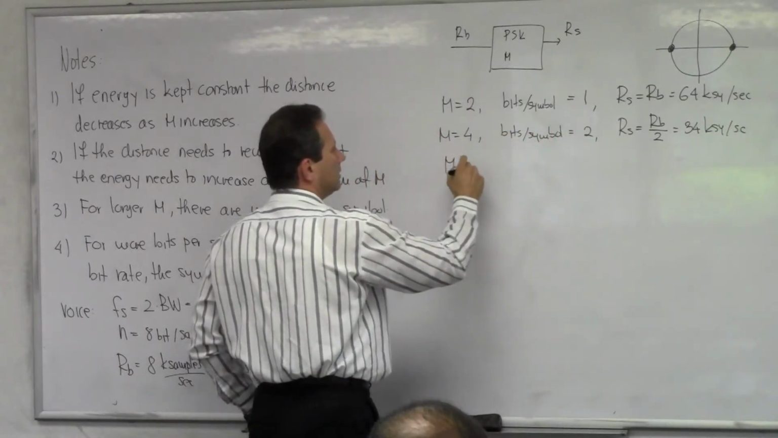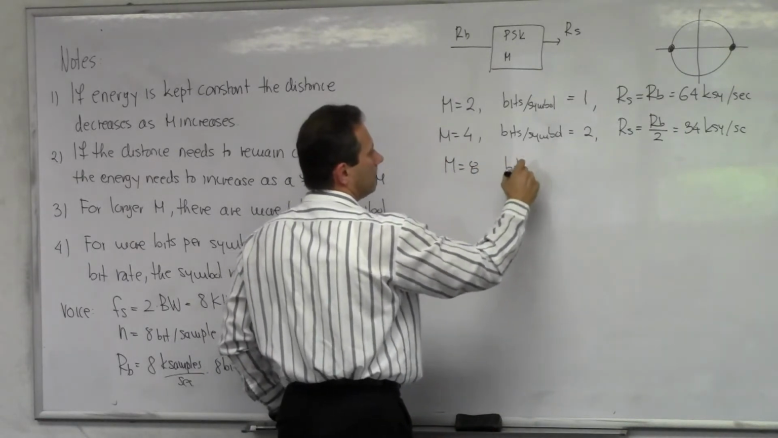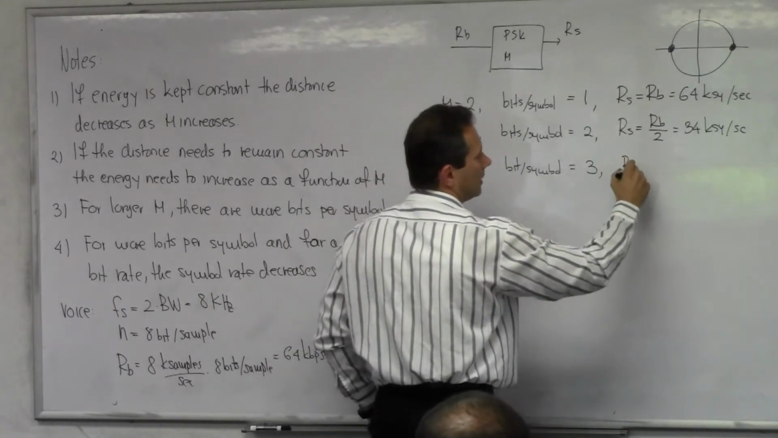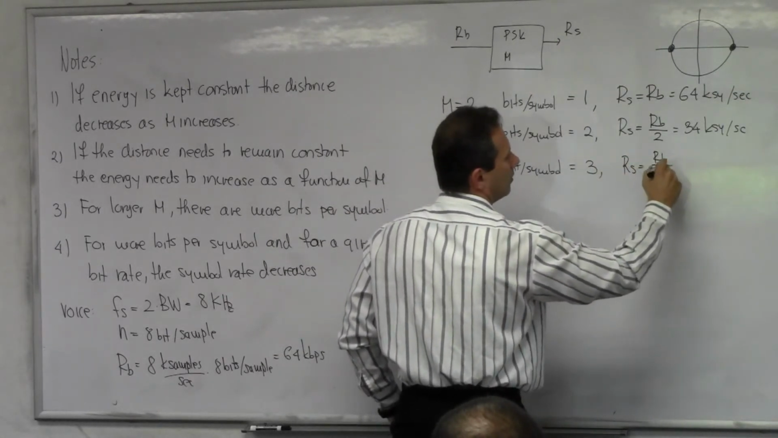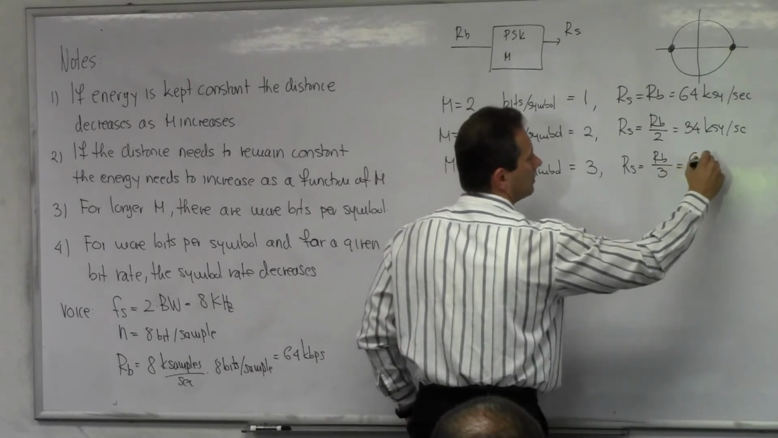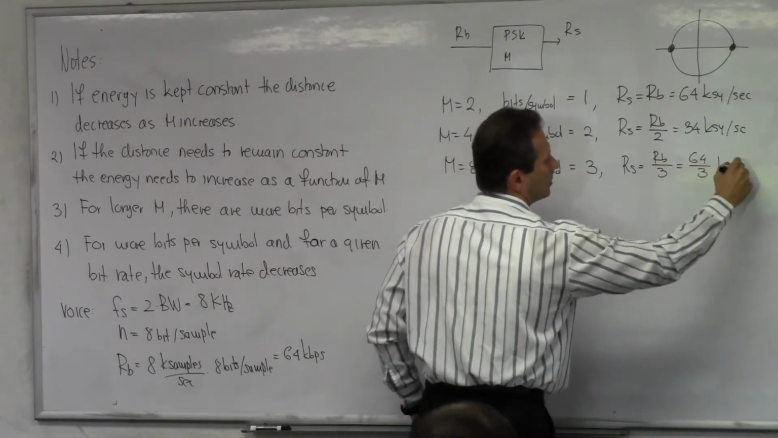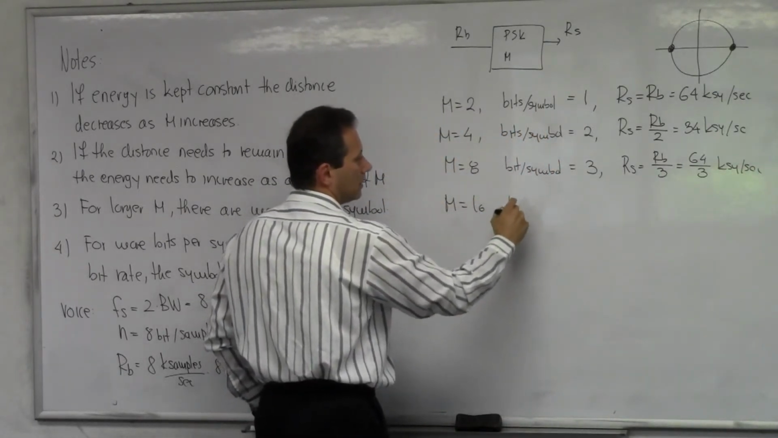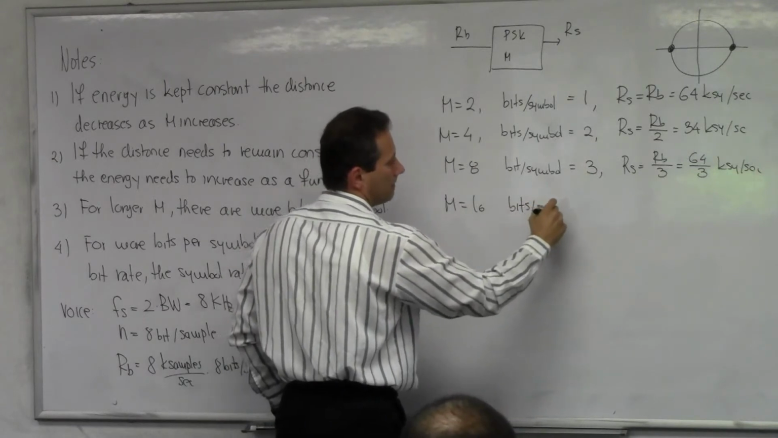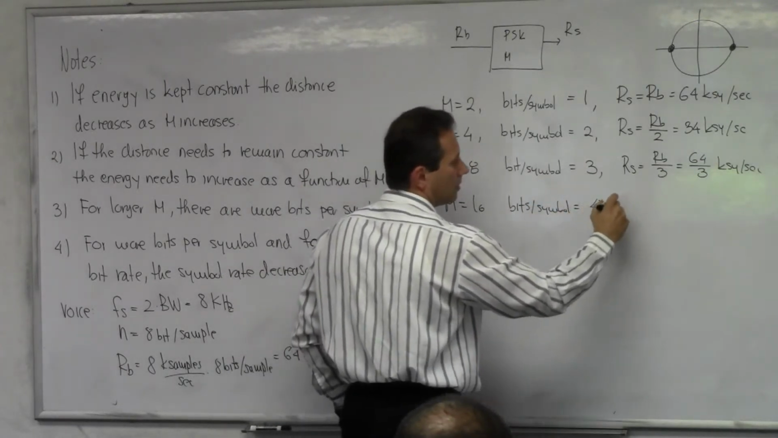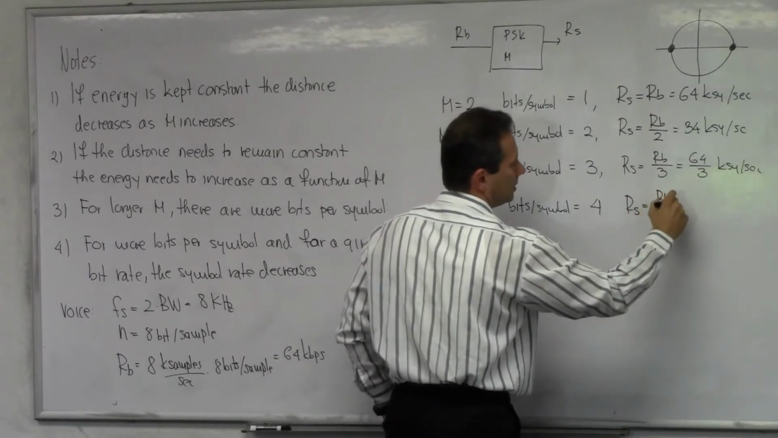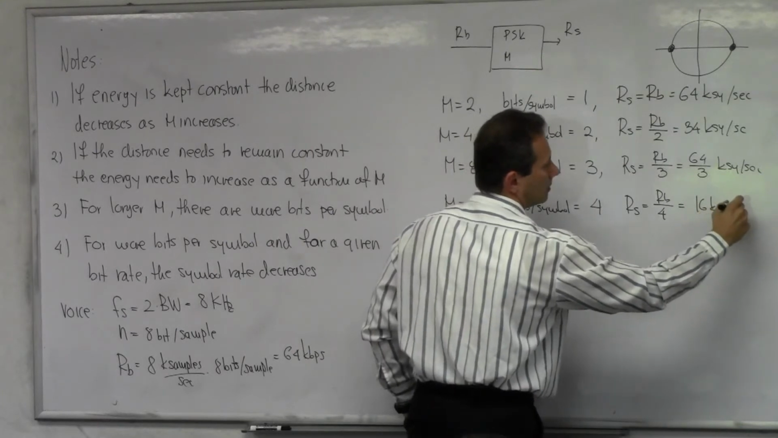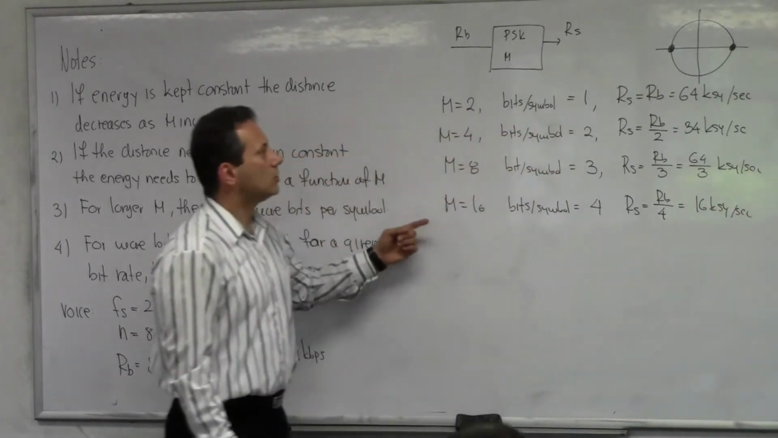Now for M equal 8, 3 bits per symbol, you're encoding 3 at a time, so your symbol rate is going to be RB over 3, which is 64 over 3 kilosymbols per second. M equals 16. How many bits per symbol do we have? It's going to be 4, so your symbol rate is going to be RB over 4, and this is going to be 16. And so on. So what do you notice?